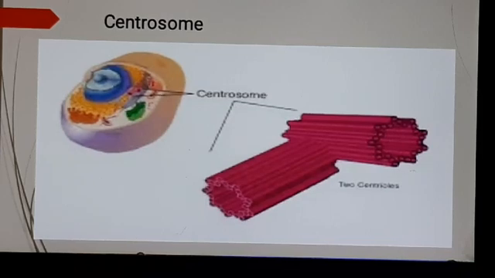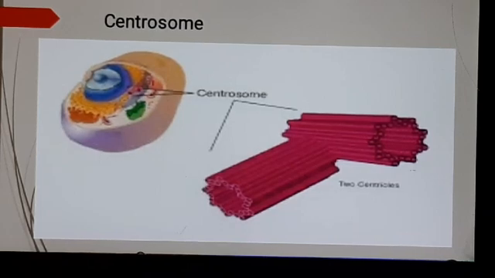Centrosomes are found in the animal cells only. Their location in the picture is near the nucleus, and centrosomes are also said to be the cell center. Centrosomes are not bounded by any membrane. Got it? Centrosomes don't have any membrane.